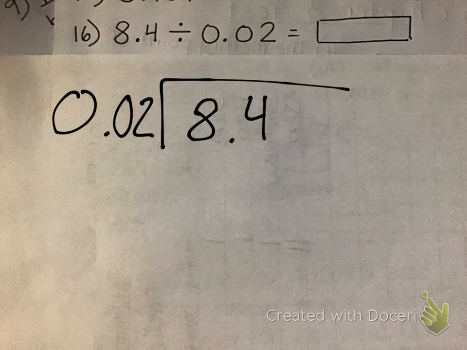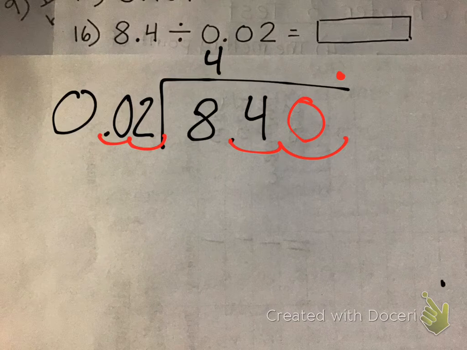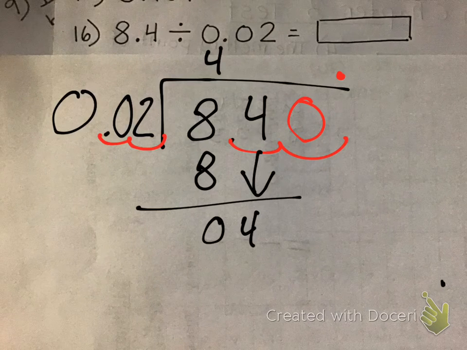Next one, we have 8.4 divided by 0.02. Yet again, we need to move our decimals. 1, 2, 1, 2. Our new decimal goes there. This is really easy. How many times does 2 go into 8? Yes, we see 4. That is 8. We bring down our 4. How many times does 2 go into 4? Excellent. 2. It's exactly 4.